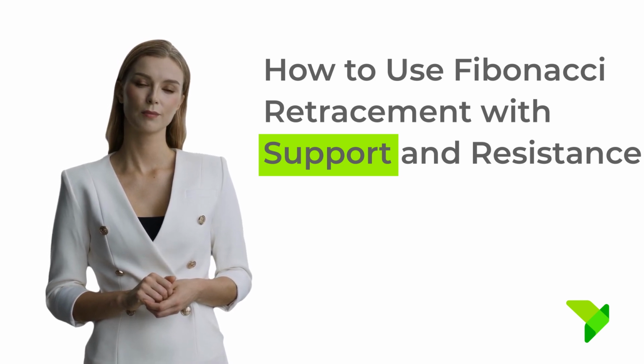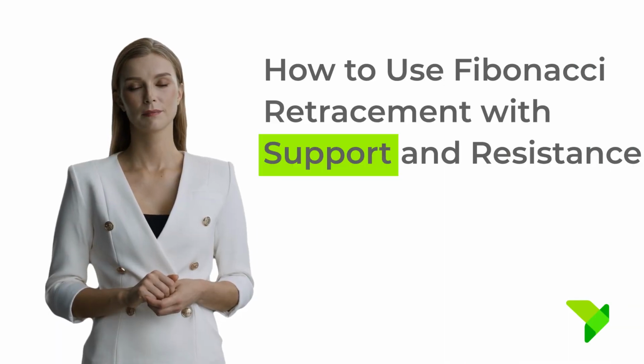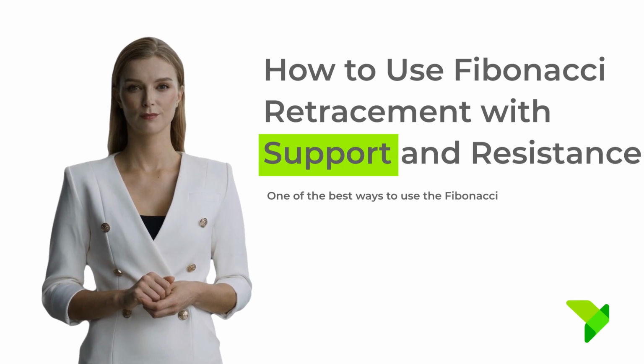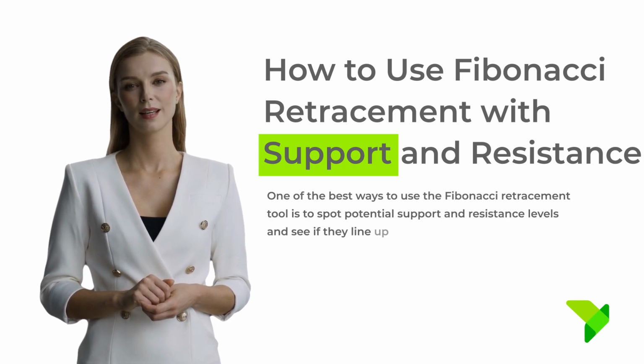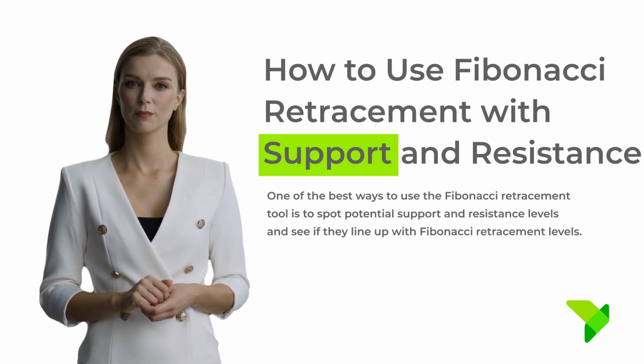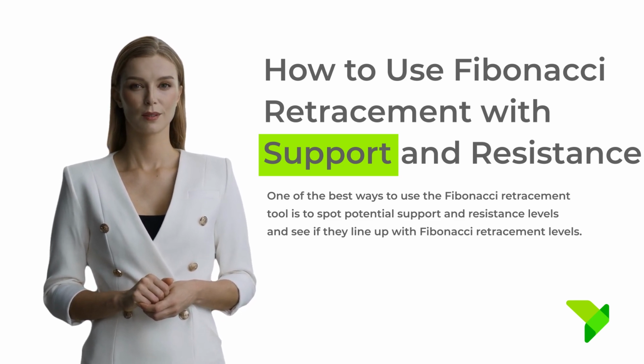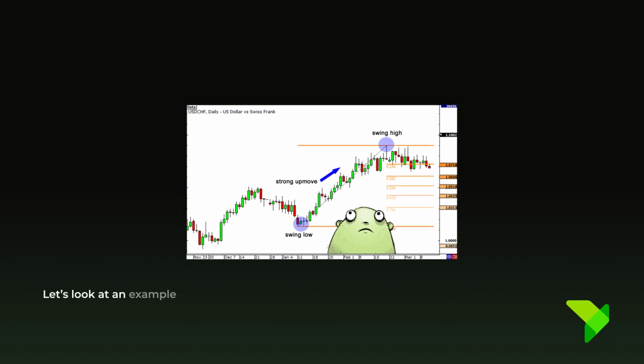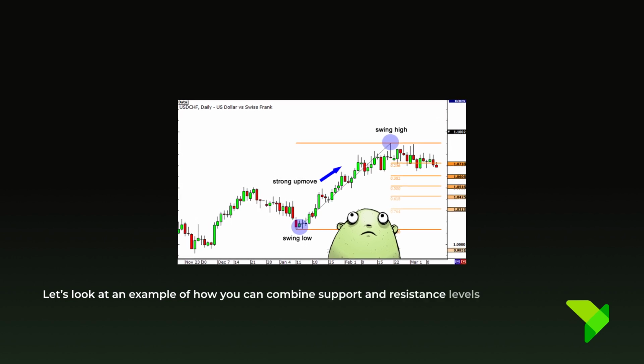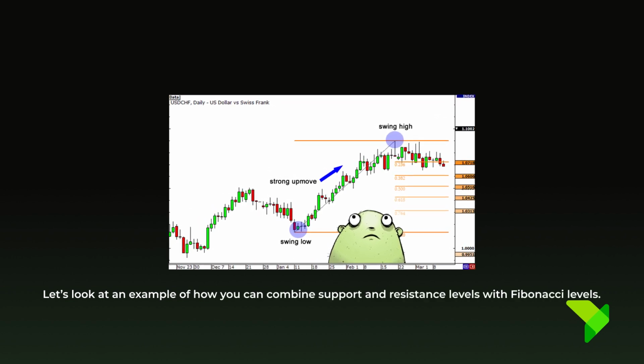Fibonacci retracement with support and resistance. One of the best ways to use the Fibonacci retracement tool is to spot potential support and resistance levels and see if they line up with Fibonacci retracement levels. Let's look at an example of how you can combine support and resistance levels with Fibonacci levels.